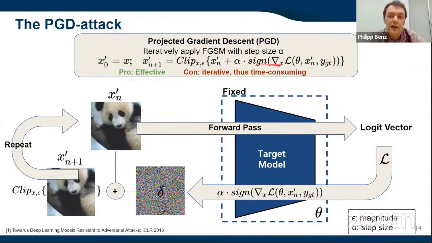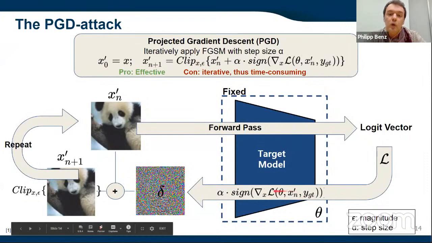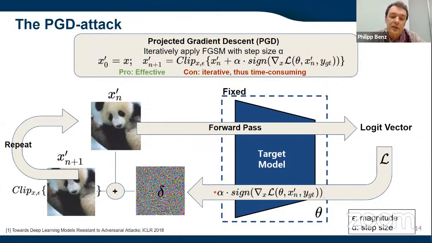And of course, finally, we have to make sure that our perturbation overall is within the magnitude constraint. Therefore we just clip it if we are in the L infinity space. So again, with this small illustration here, we start again with the panda, feed forward pass in our fixed target model, we get a logit value, we calculate our loss, we again calculate the gradient, we take the sign, but in this step, we only multiply it by the alpha. And the alpha is, of course, smaller than the epsilon.